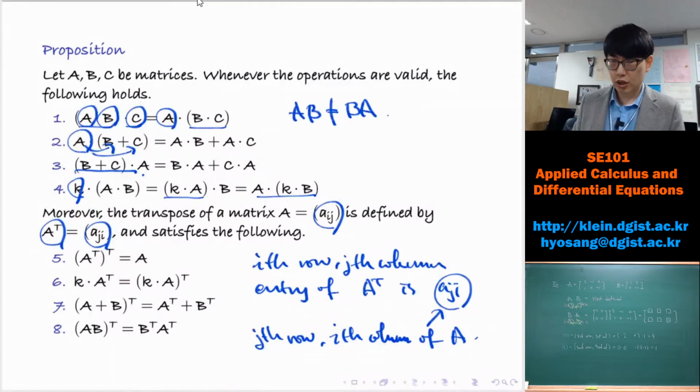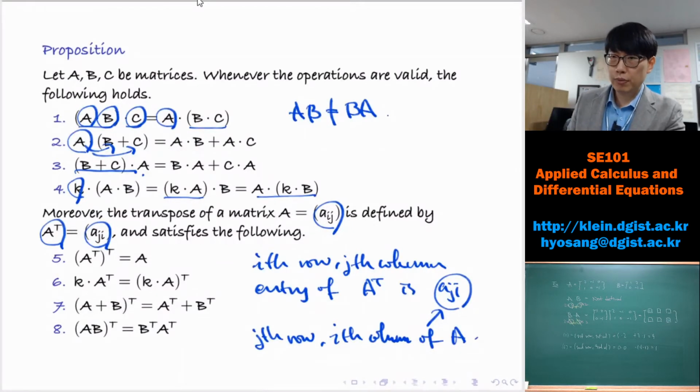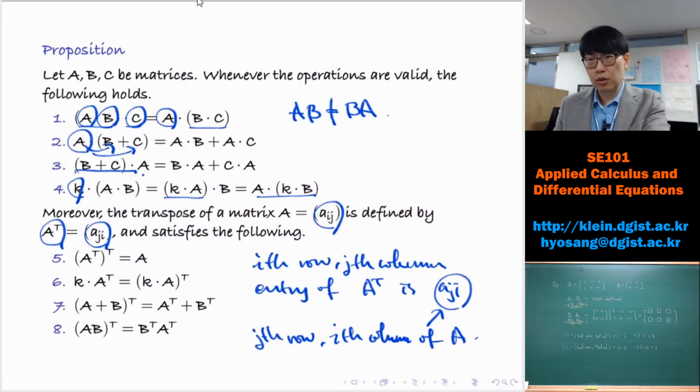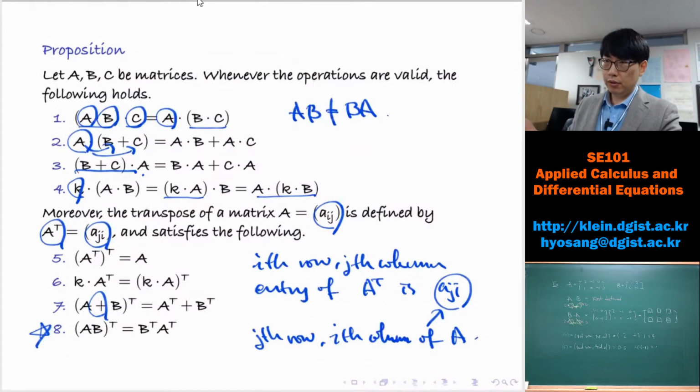Okay, just change it. And the proposition about the transpose is that if you take the transpose of the transpose, you get the original matrix. That's obvious. And the transpose of K times a matrix is equal to K times the transpose of the original matrix. And also the transpose can be distributed along this sum, and this one is important. If you have a multiplication of 2 matrices, when it's possible, you can take the transpose of the entire multiplication.